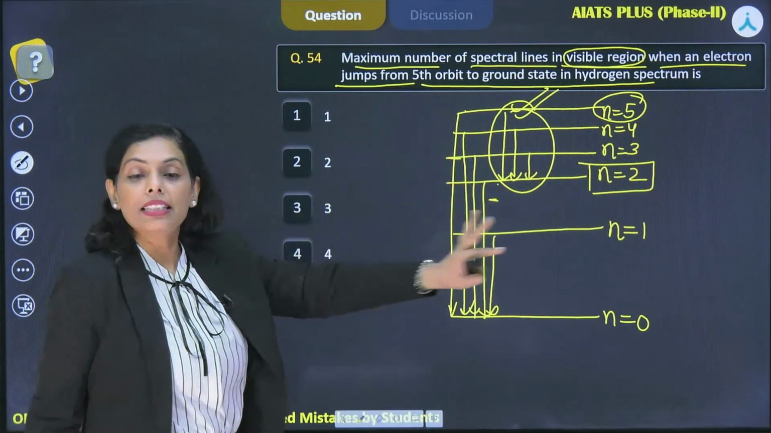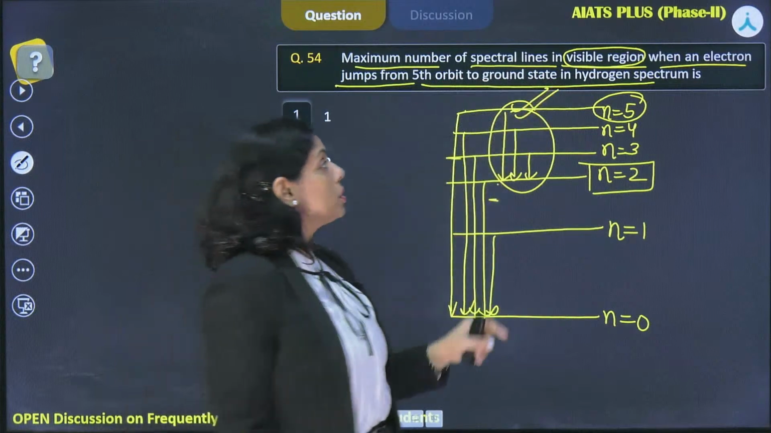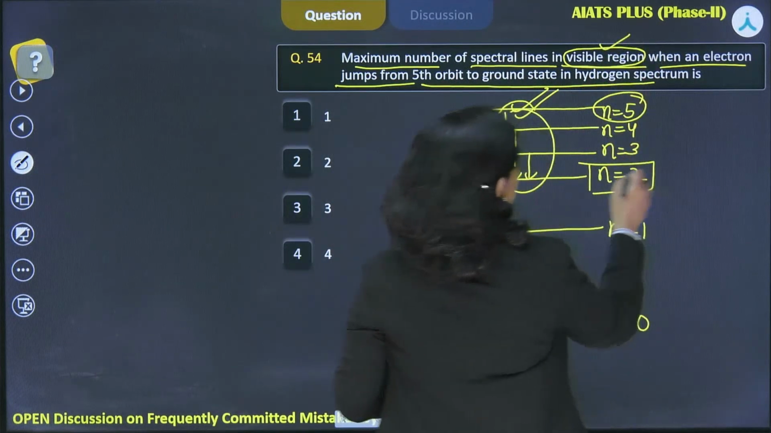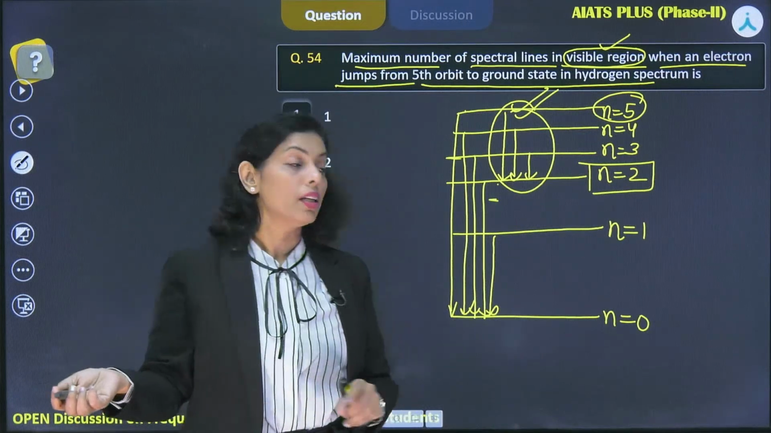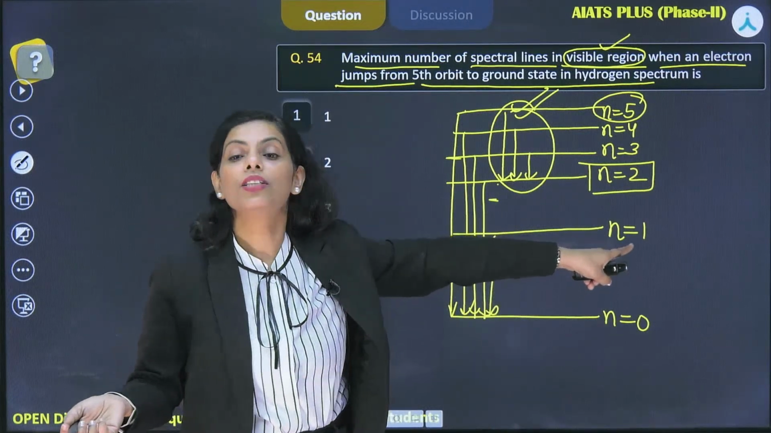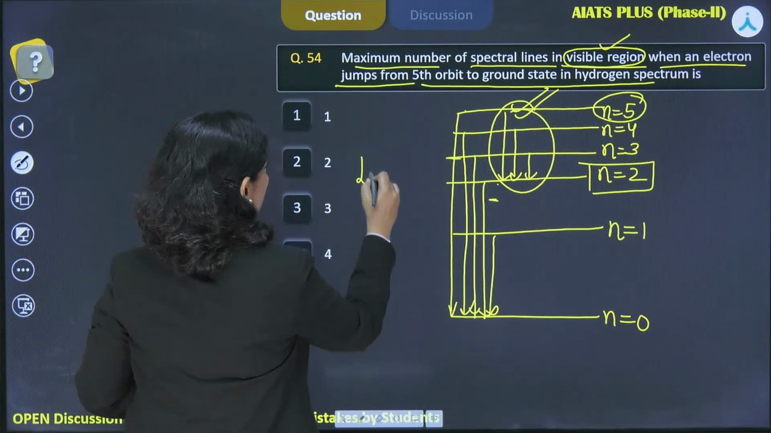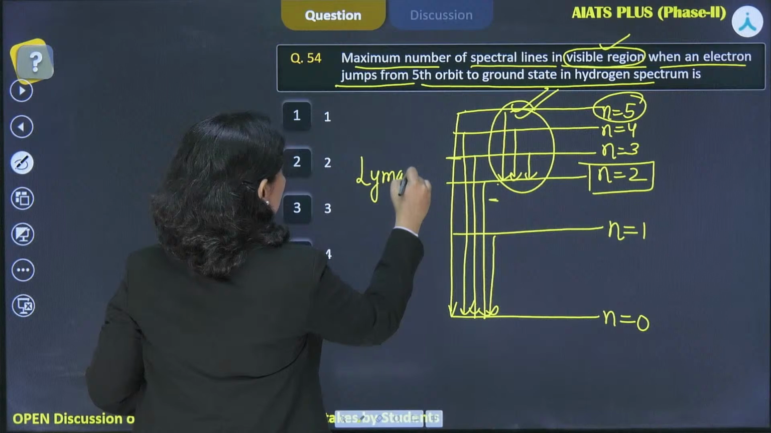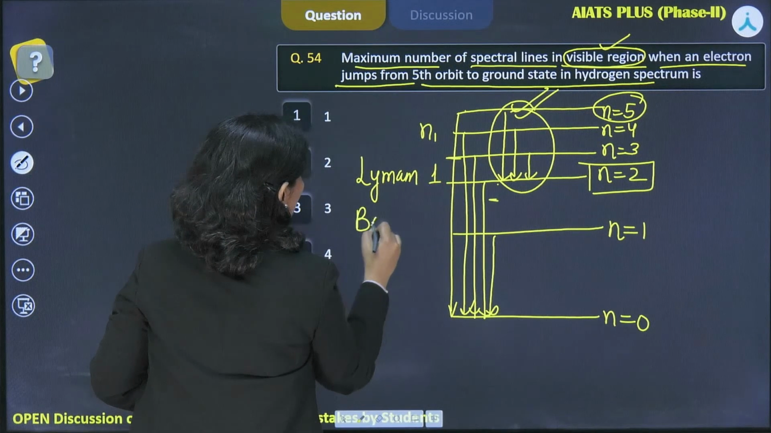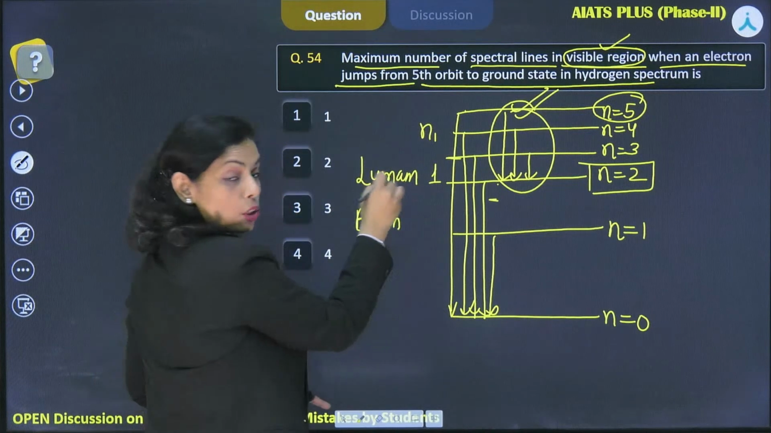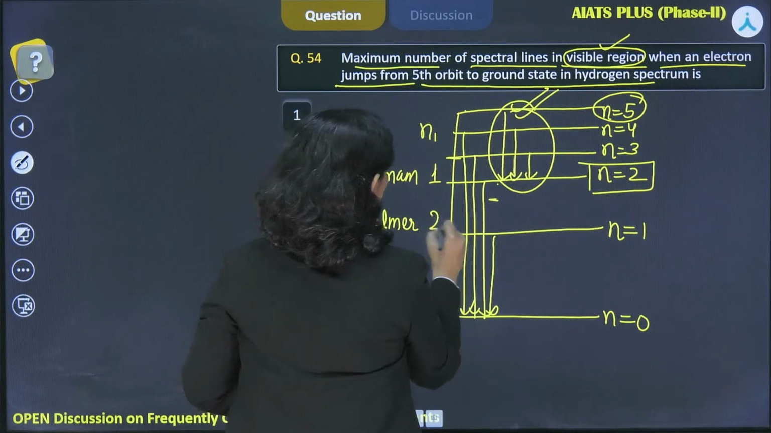So whenever this type of question is asked, you have to read each and every line, because they are focusing on the visible region. That's why I am taking N equals 2. Suppose they ask you about the UV region, then you have to take the Lyman series, N equals 1, right? So I hope you are able to recall that for the Lyman series, the N1 value is 1. Lyman is for the UV, right? For Balmer, which is the visible one, the N1 value is 2.